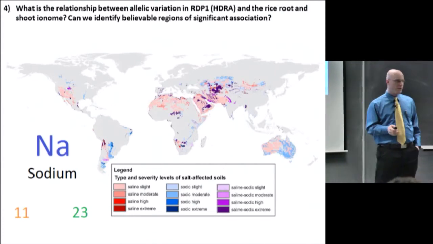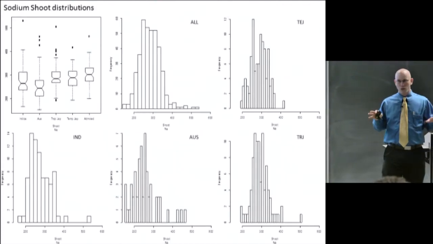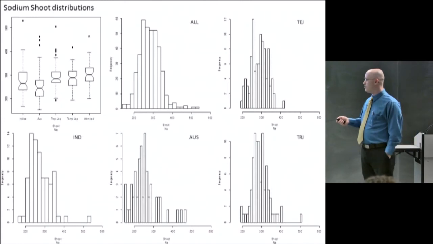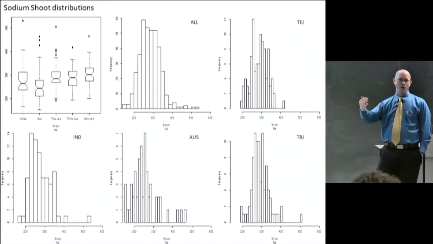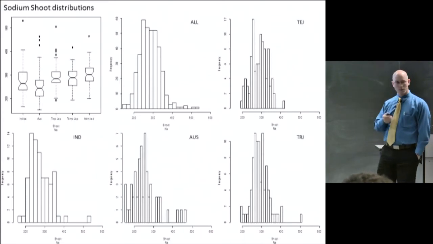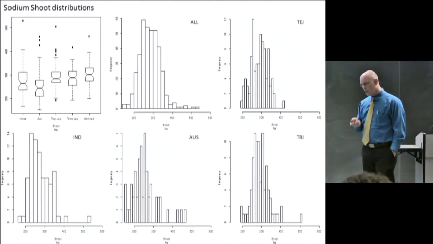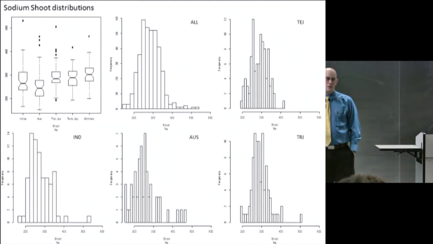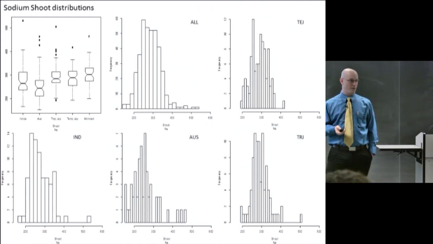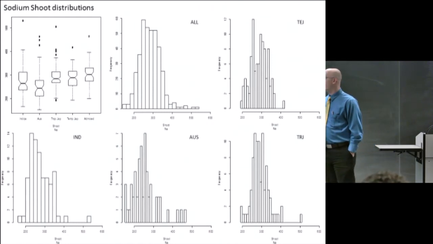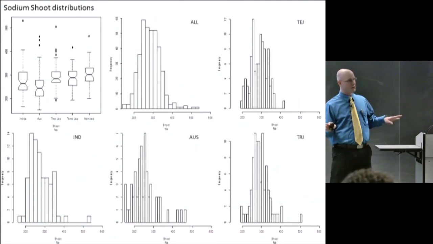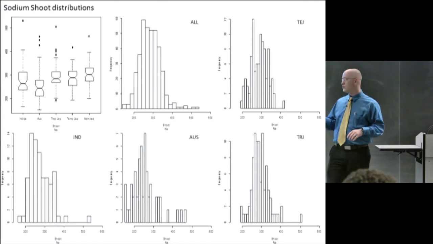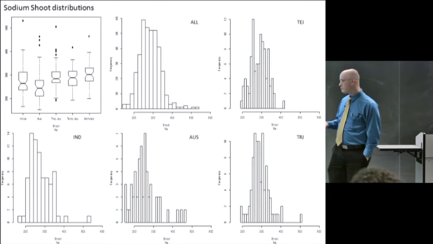So to give you a little bit of an idea of the topography of sodium in our analysis, you'll see that it's normally distributed across the subpops, and I want to point out that Aus here typically accumulates less sodium in the shoots than most of the other subpopulations. That's important because Aus has also been the donor for most of our significant alleles for salt tolerance and other abiotic stresses. I also want to point out that this data was collected under very low ambient non-toxic sodium conditions. This is in our hydroponics nutrient solution. So this is not necessarily under salt stress.